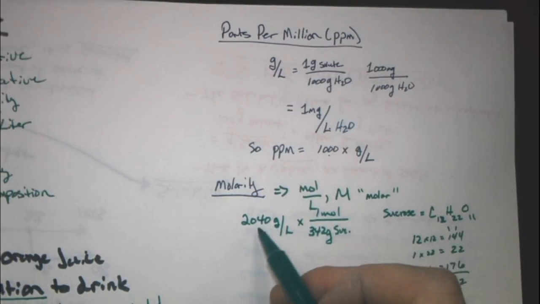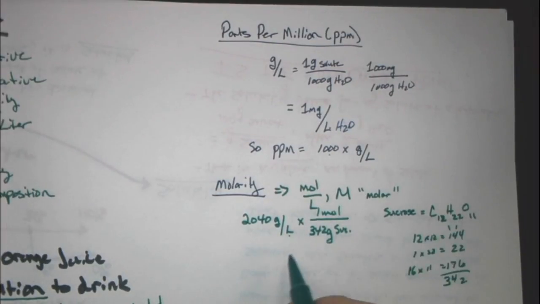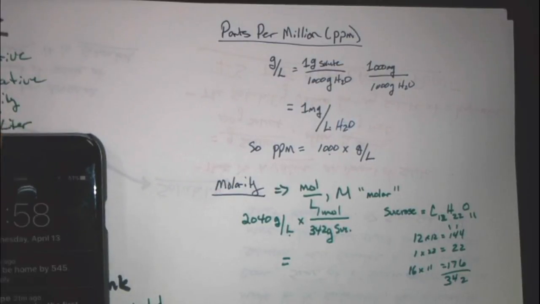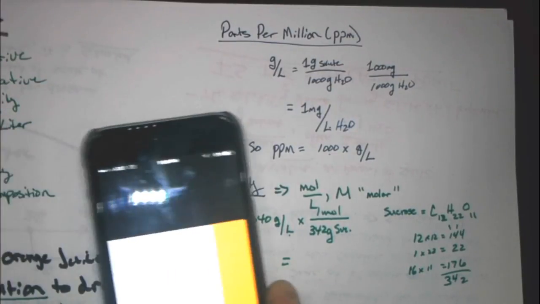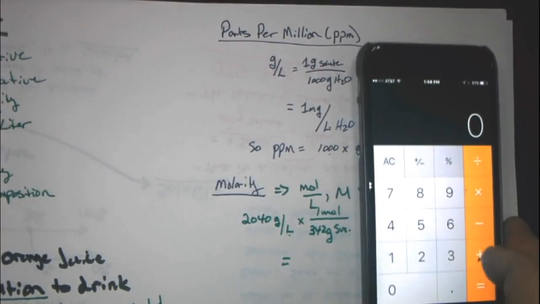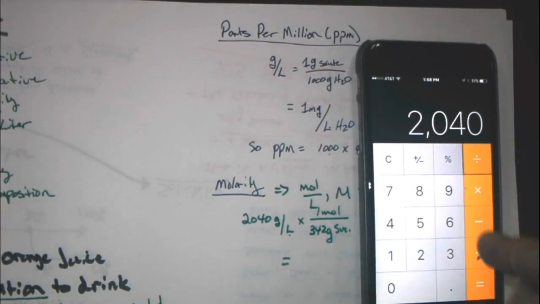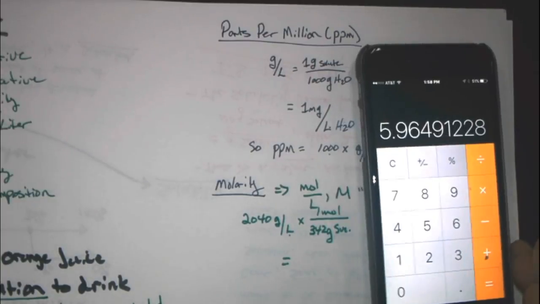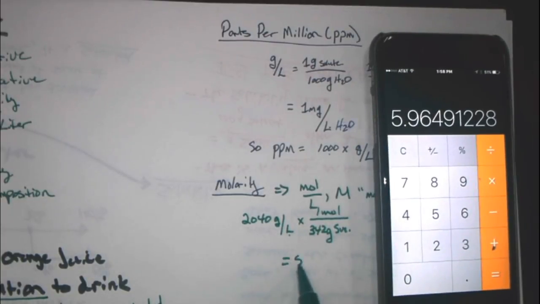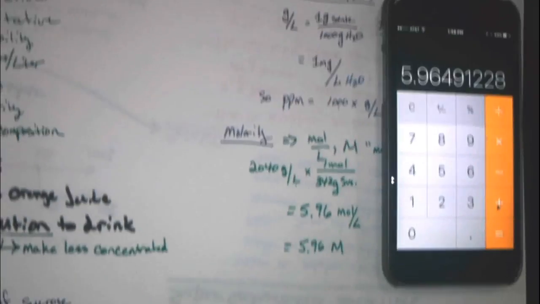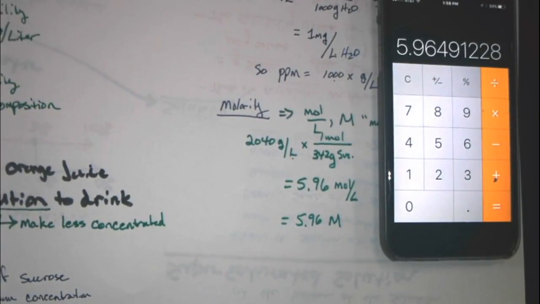Okay, so we find this, 2040 divided by 342 over liters, and that will give us our molarity for this solution. So we've got 2040 divided by 342 equals 5.96 moles per liter, which equals 5.96 molar. Okay. The other way, okay, so that's this.